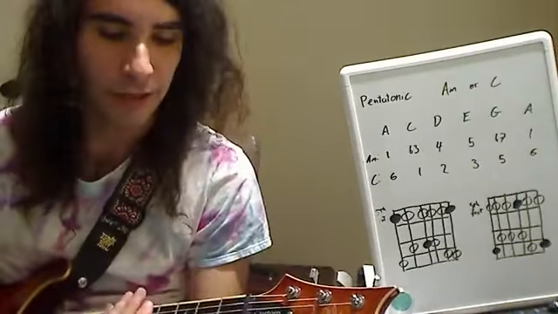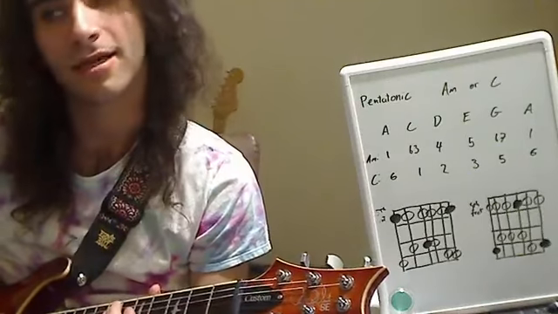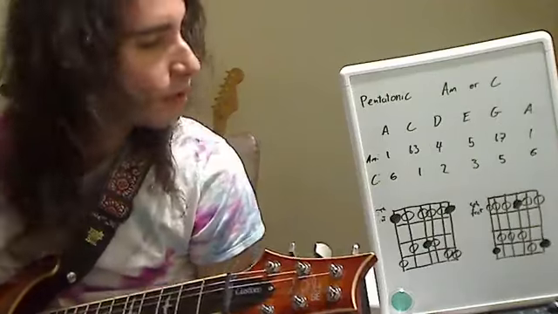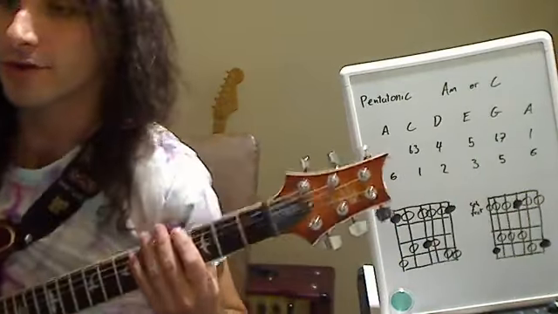So in A minor, you have A, C, D, E, and G back up to A. Okay, and it makes this shape right here. This is the 5th fret. Here, I'll just play it for you.